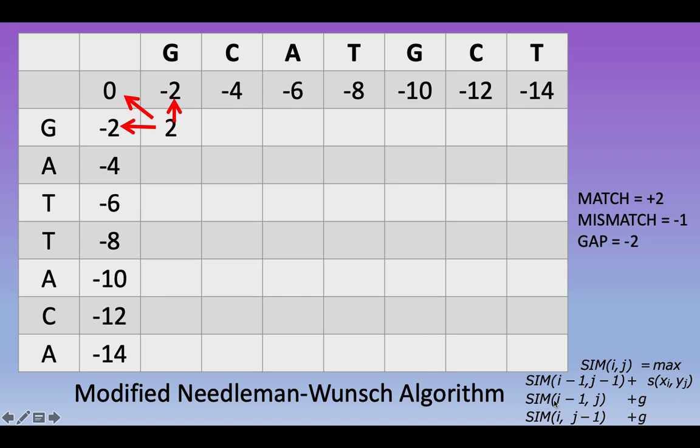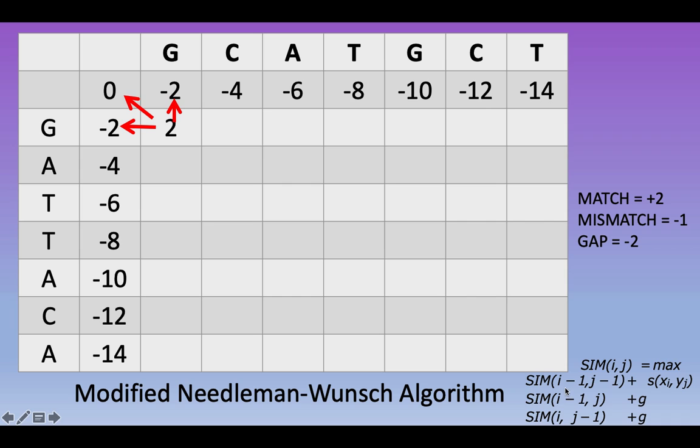The next thing I would do is look at the I minus 1, J position. So the row 0, column 1 position. So that's minus 2 plus the gap penalty. So that would be minus 4. Or I could look at the similarity score of the I, J minus 1 position. So that would be row 1, column 0, right? It's minus 2 plus the gap penalty, which is minus 2. So this is minus 4.